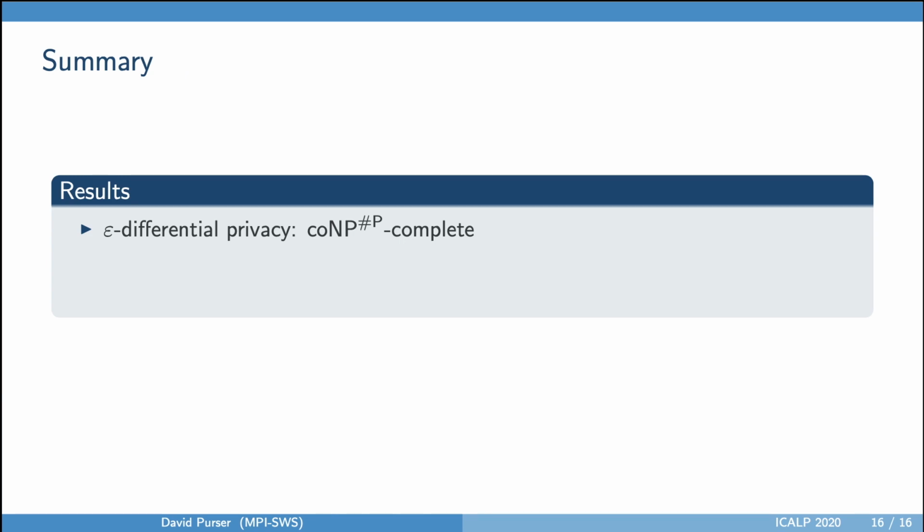In conclusion, we've shown that epsilon differential privacy is coNP with a sharp-p oracle complete. For epsilon delta differential privacy, we've shown it's coNP with a sharp-p oracle hard, and it can be decided in coNP with a sharp-p oracle which itself has access to a sharp-p oracle. In the case of epsilon differential privacy, the input and the output are both resolved by coNP, and the probability is resolved by sharp-p. In the case of epsilon delta differential privacy, the output cannot be resolved inside coNP, so the coNP resolves only input, the first layer of sharp-p resolves the output, and the last layer resolves the probability.